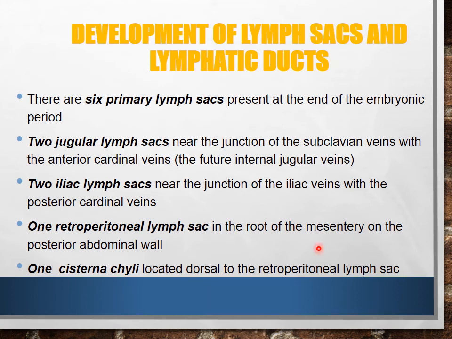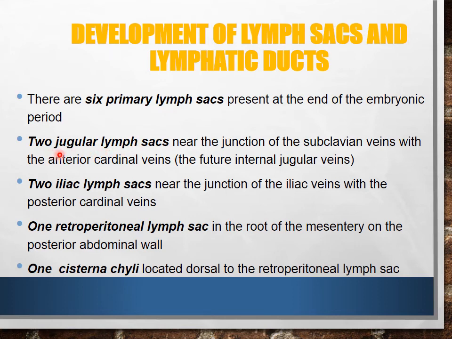So along with the development of the blood vessels, definitely the lymphatic channels and the lymphatic system are developing side by side. So you must remember the important point. You can have any MCQ from this portion. So first of all, there are 6 primary lymph sacs. They are going to be present at the embryonic time. So during the embryonic period, what are these 6 primary lymph sacs?